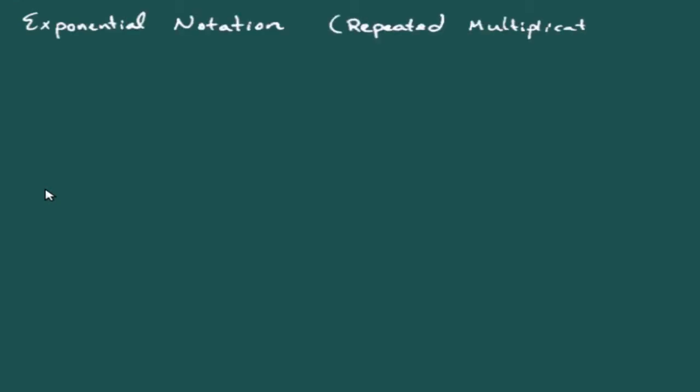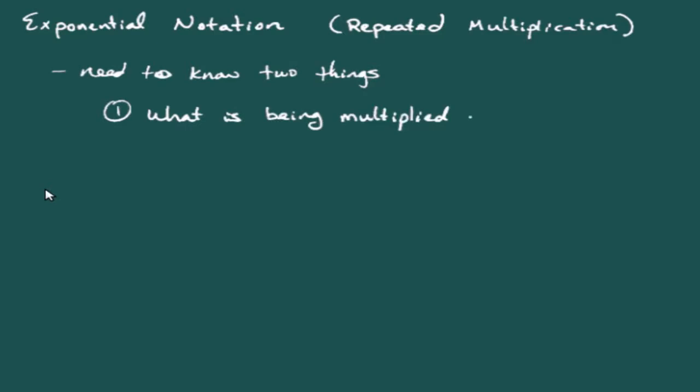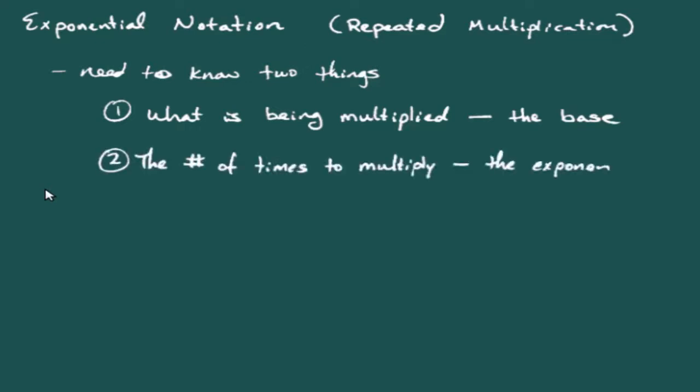So in this video, let's talk a little bit about exponential notation. Now, what that really is, is just a shorthand for repeated multiplication. And so if we're going to do something like repeated multiplication, there's really two things that we need to know. The first thing is what exactly is being multiplied, and that is called the base. The second thing that we need to know is the number of times that we're supposed to multiply, and that is called the exponent.